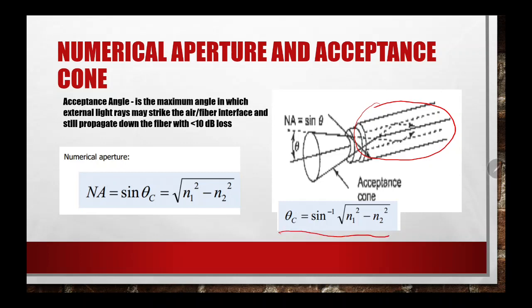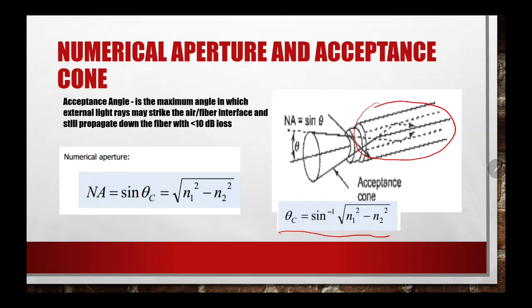So, ang tawag natin dun sa theta C, yun yung acceptance angle, which is the maximum angle in which external light rays may strike the air fiber interface and still propagate down the fiber with less than 10 decibels loss. So, ibig sabihin, ito yung angle na yung light mo makakapasok dun sa kable. Pag lumampas ka dyan, yung light mo hindi na makakapasok. Or, pwedeng may makapasok pero konti na lang. So, yung tawag natin dun, acceptance angle.